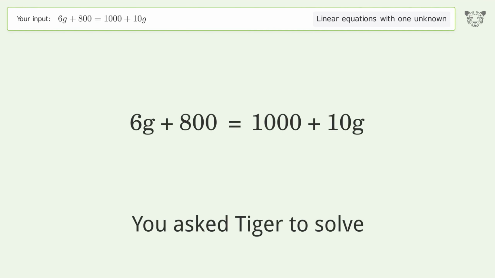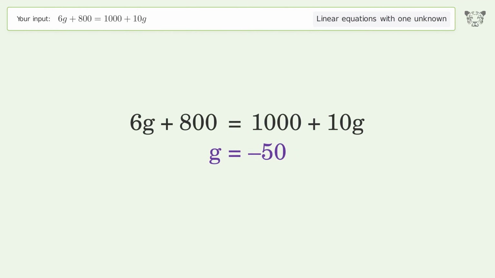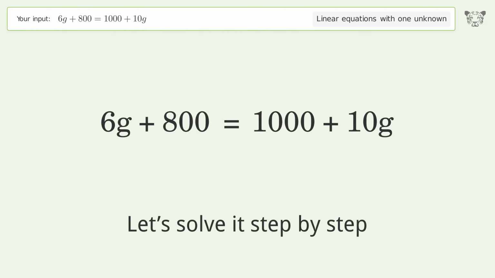You ask Tiger to solve this. It deals with linear equations with one unknown. The final result is g equals -50. Let's solve it step by step.